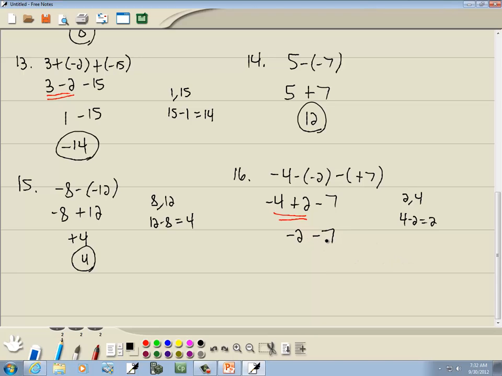Now here we got a negative 2 and a negative 7. So this is case 1. Signs are the same. We ignore the signs. We got 2 and 7. We add them together. 2 plus 7 is 9. And the sign of the answer is the original sign. They both originally were negative. So this is negative 9. And that's our answer.